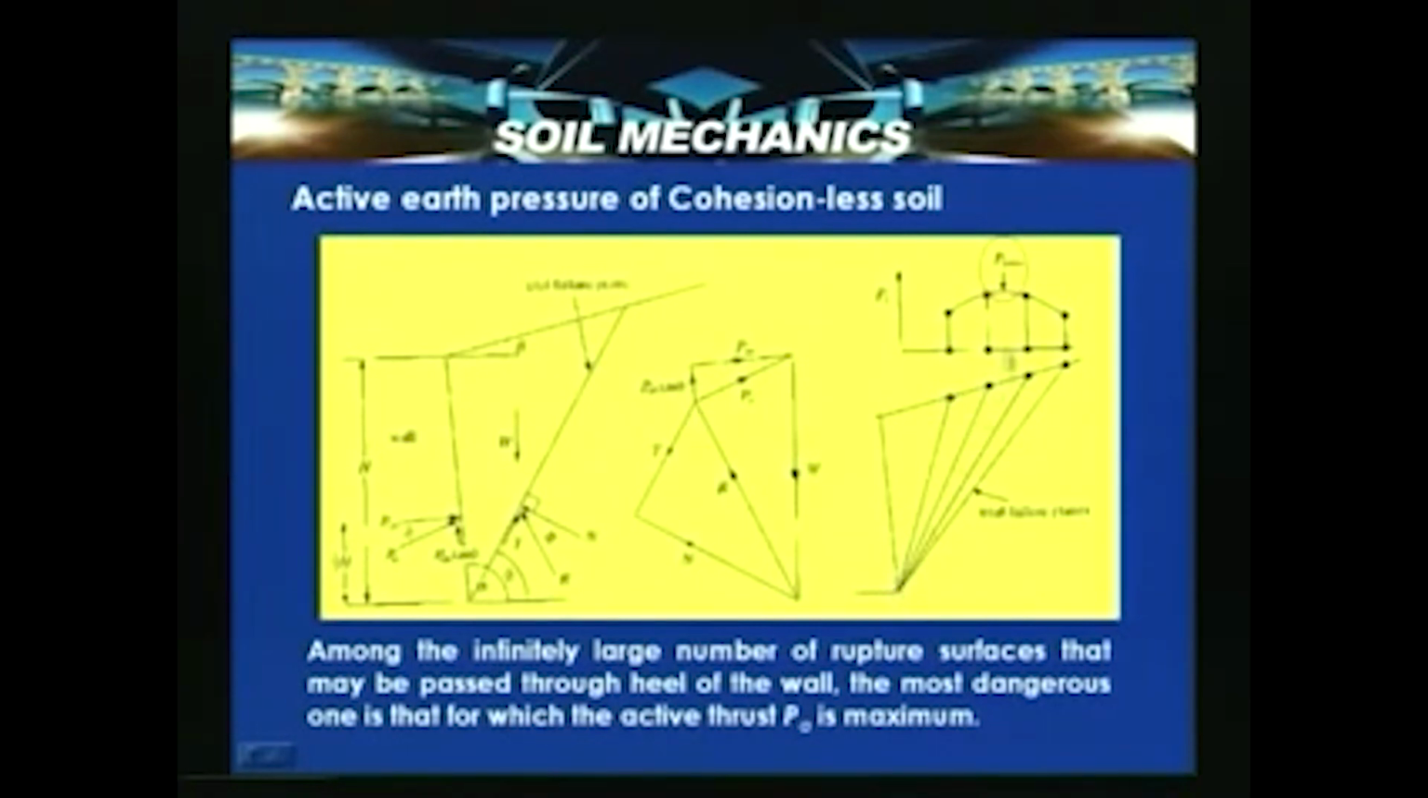Now, when you have a number of trial surfaces, the surface which gives the maximum active thrust is taken as the potential failure surface, which can actually give the maximum active thrust.